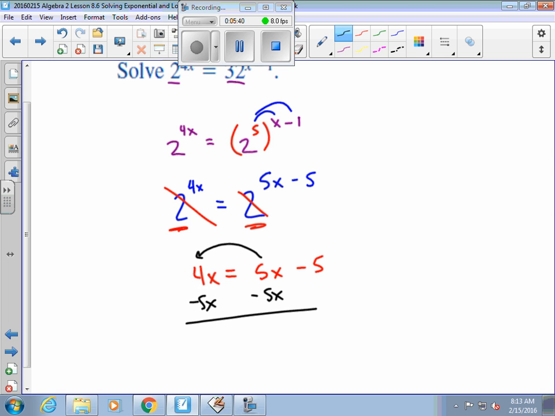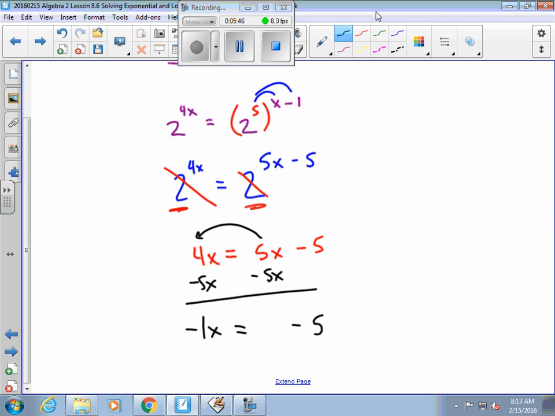So when you subtract it on both sides, 4 minus 5 is negative 1x is equal to negative 5. And then when you get x by itself, you divide by negative 1. You do it here as well. Negative divided by negative is a positive 5. X then is equal to 5. And you could check again by plugging the number 5 in.